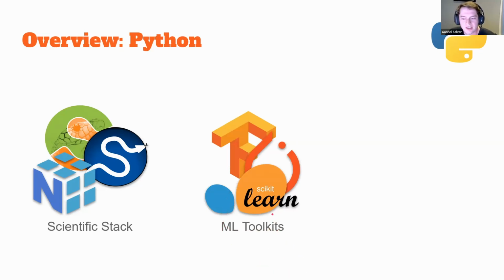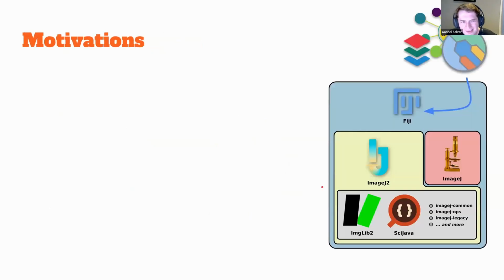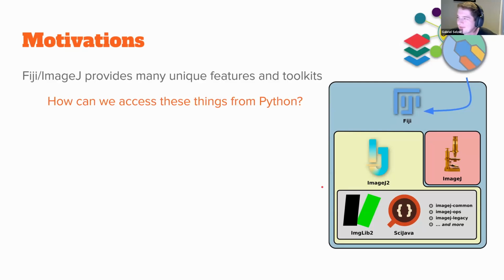And now we're starting to see a lot of end-user applications where you can use all of these things in a friendly interface. So you have Napari, and you have Cellpose, and you have CellProfiler, and there are many more. So Python is becoming a really attractive environment to do scientific computing. But at the same time, Fiji is still there. Fiji is still great. Fiji has a lot of things that can't be found elsewhere. And so we come to this question: how can we still use some of these really great features of Fiji while migrating to this new, super cool Python ecosystem?